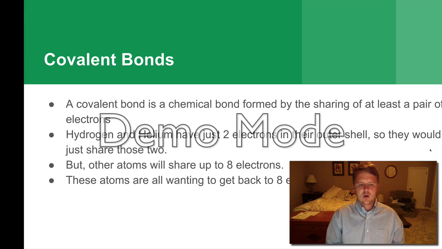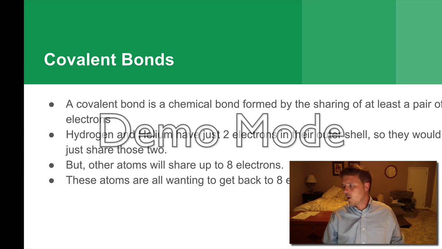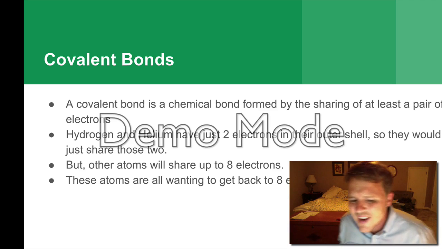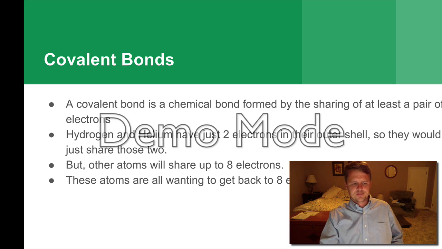Okay, so covalent bond is a chemical bond formed by the sharing of at least a pair of electrons. So hydrogen and helium, for example, can only share 1 pair of electrons. Remember that their octet is actually a duet. They have 2 electrons in their outer shell. But other atoms will share up to 8 electrons. And these atoms are all wanting to get back to 8 electrons, or the octet.